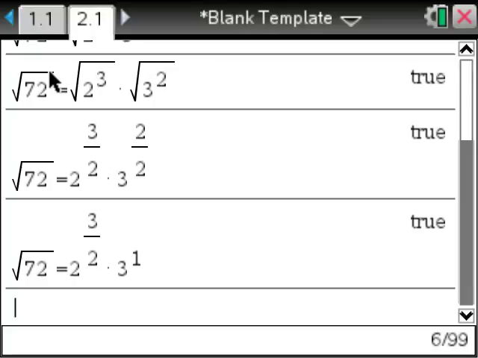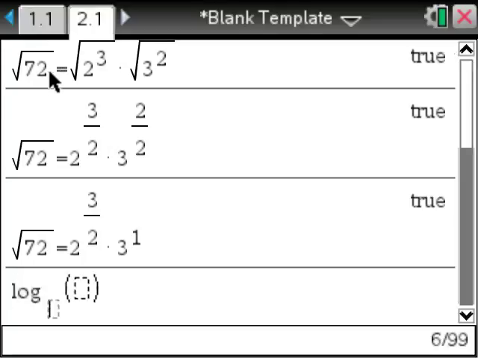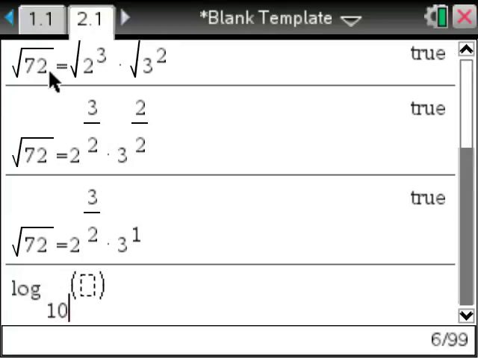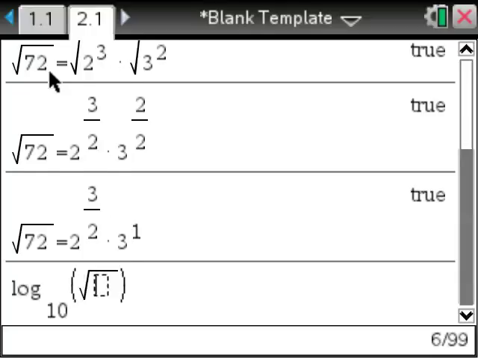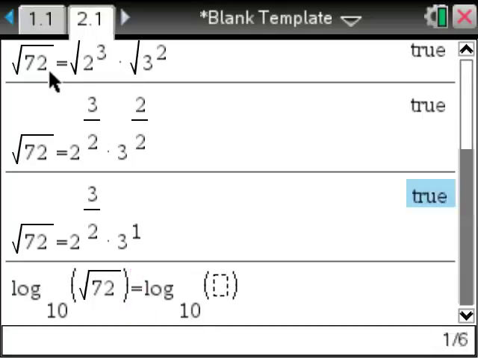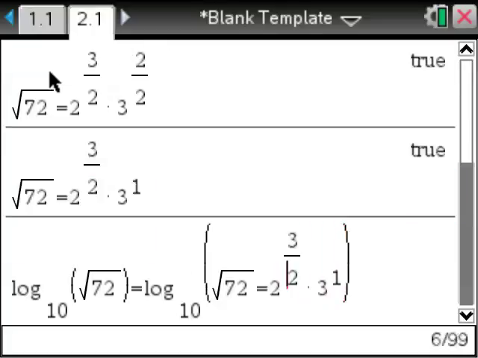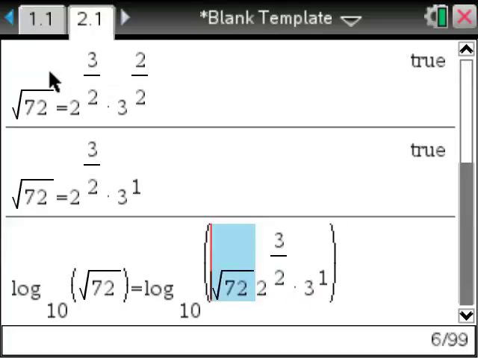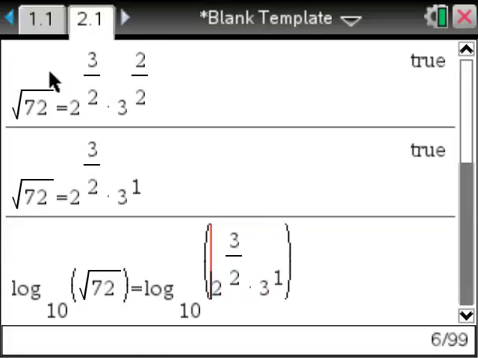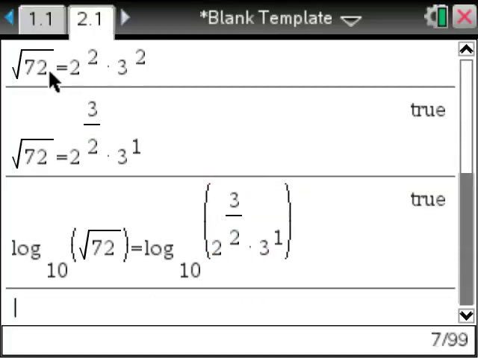Now the question has log to base b. We don't necessarily know what our base will be, so let's just put in a value of say 10 for convenience, and we'll do the log of the square root of 72, and that should equal the log to base 10 of everything on the right hand side. If I move in there, paste in that expression, and then just take out the square root of 72, this should also give us a true, so we're on the right track.